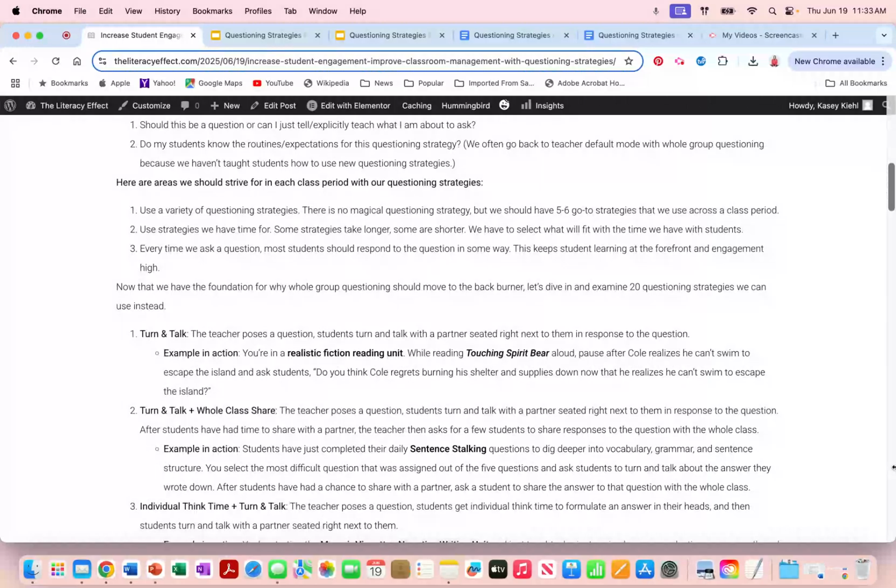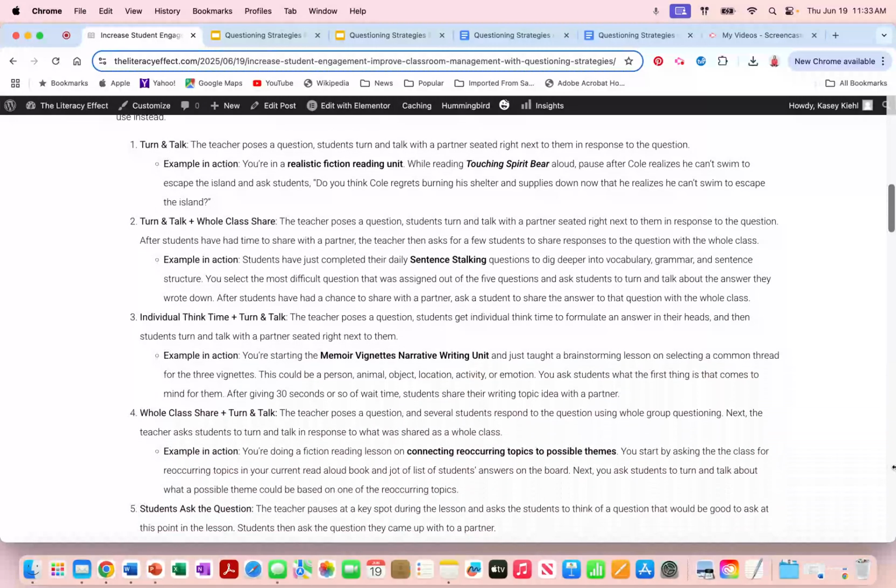So here we go. Here are the 20 questioning strategies. The first one is a turn and talk. The teacher poses a question, students turn and talk with a partner seated right next to them, and they respond to the question. This works great if you have students paired with a turn and talk partner where they automatically know who their turn and talk partner is.